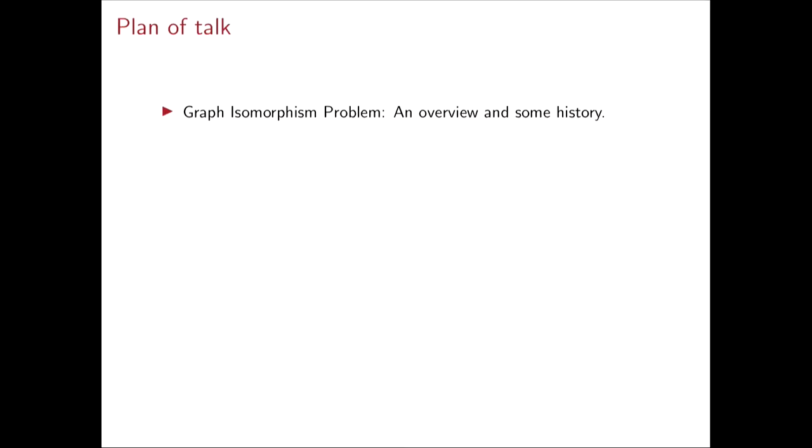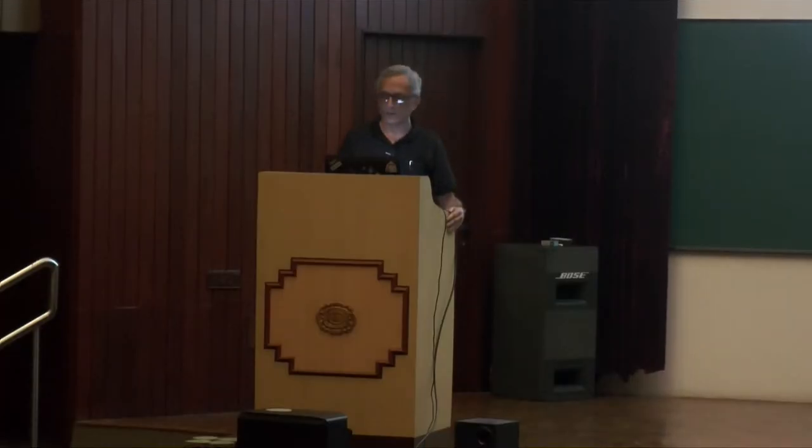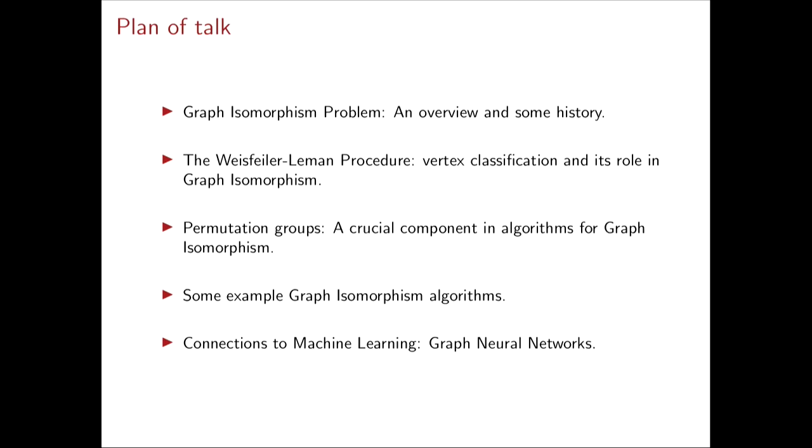So here is the plan of the talk. I'll begin with an overview and some history. And then I'll talk about what is called the Weisfeiler-Lehman procedure, which is essentially, rudimentarily, vertex classification. And then there are higher dimensional versions of it, and the role that it plays in graph isomorphism. And then a little bit of group theory, because group theory plays an essential role in algorithms for graph isomorphism, a bit of permutation group theory. And then I'll just mention some graph isomorphism algorithms and finally talk about some connections to machine learning, which is a new feature. Again, I'll only be briefly able to touch on many of these things, but let's see as we go along how much time we have.